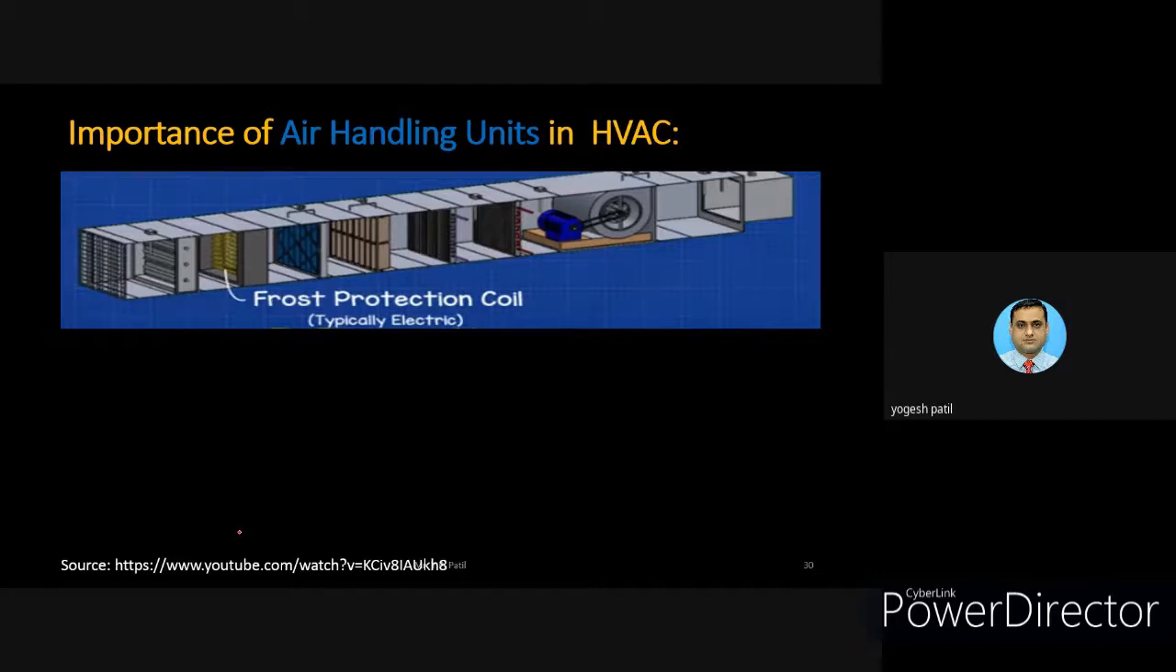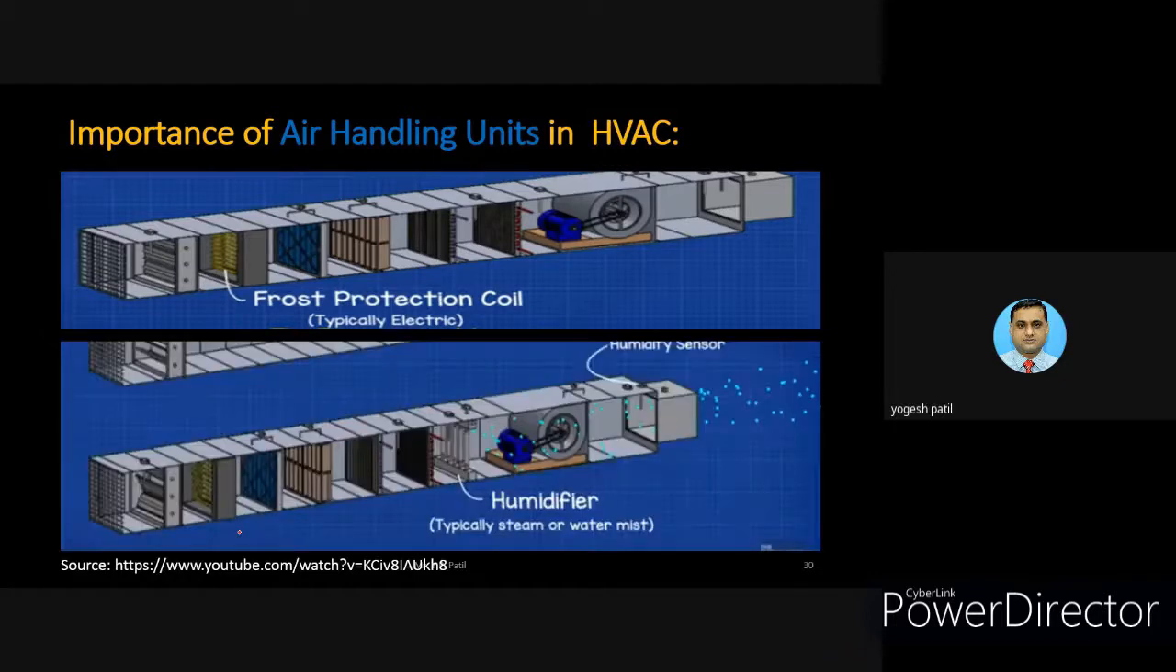Here the pre-heat protection coil is also there, for countries where the temperature is always lower. If this section is added, then an additional second part will also be there, that is, a humidifier. Once the humidifier is there, to control the humidity, humidity sensors are also mounted in that particular advanced AHU.